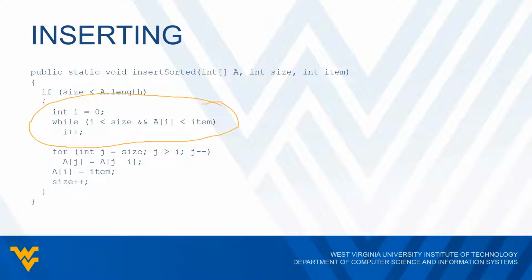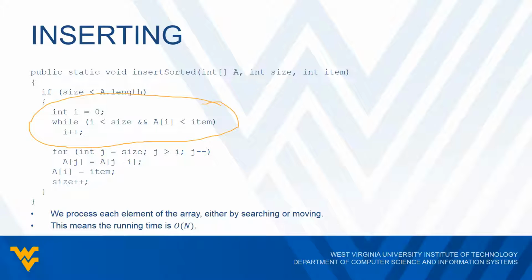and then finally we need to increase the value of size. Now, once we're done with this, we still need to figure out how much time this is going to take. So what we find here is that we're going to process each element of the array in some fashion. We're starting at the beginning and we're trying to search for the index that we want to add, or the index that we want to do our inserting. And then once we find it, the other elements are going to be moved. So we're processing every single element of the array. And what this means is that this whole thing is going to take O of n time.